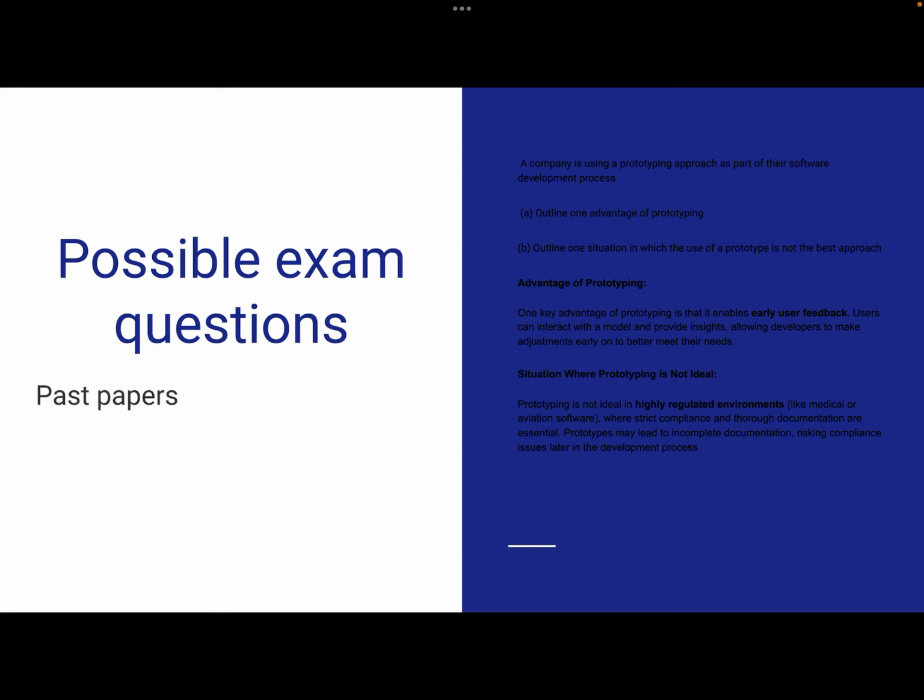So I'm going to talk about some possible exam questions from past papers. The first question is that a company is using a prototyping approach as part of the software development process. A asks, outline one advantage of prototyping. And B says, outline one situation in which the use of a prototype is not the best approach.